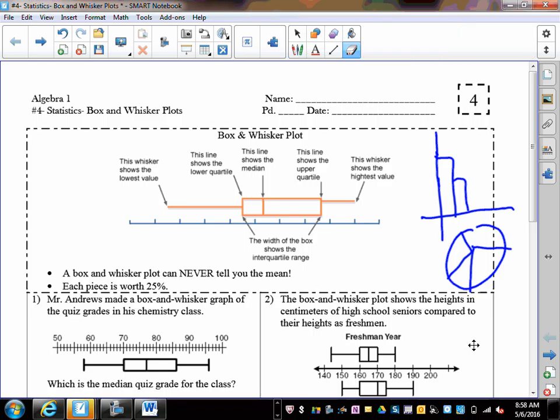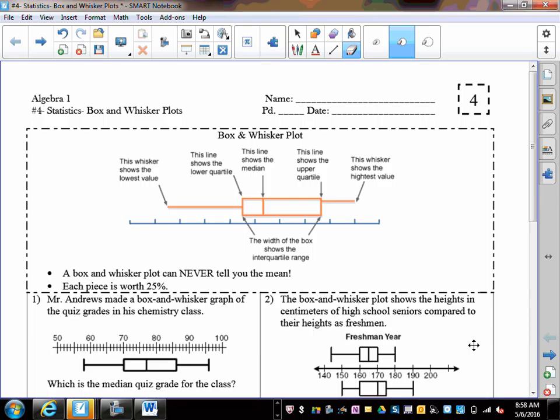Okay? So this is something new, so I want everyone paying attention and taking notes as we go. In a box and whisker plot, each piece is worth 25%. So from here to here, that's 25% of our data lies within there. So a quarter of all of our data is within that first whisker. Then in your next stop from our first box, another 25% lies within there. So another quarter of our data is represented in that box. So far I have half of my data.